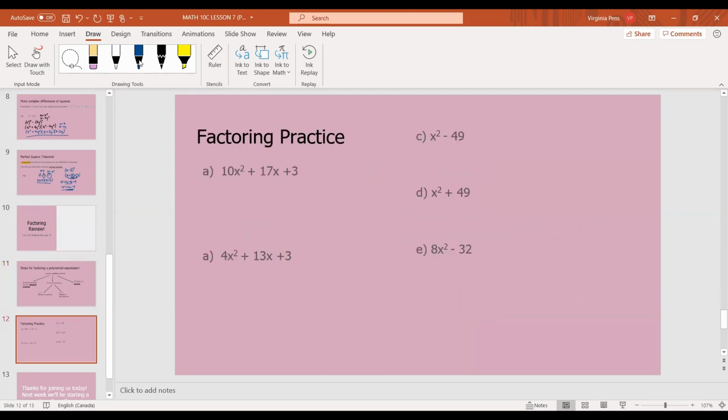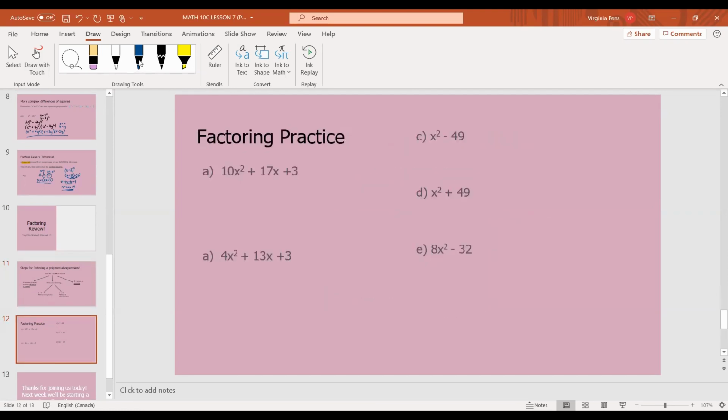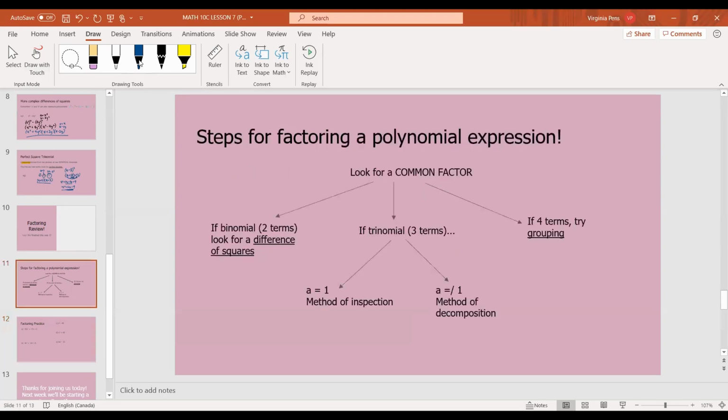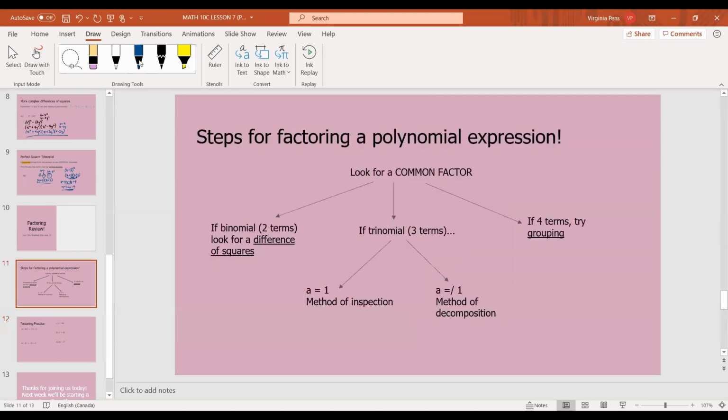Let's do some practice. All right, so question A. Over here, I have a trinomial, so we want to remember step 1 was look for a common factor. Does this have a common factor? Well, 10x squared plus 17x plus 3. No, none of these have any factors in common. They're not all even, they don't have any x's in common, so we can't take out any common factors. Step 2: if it doesn't have a common factor, we want to check how many terms it has. This expression has 3 terms. It is a trinomial.